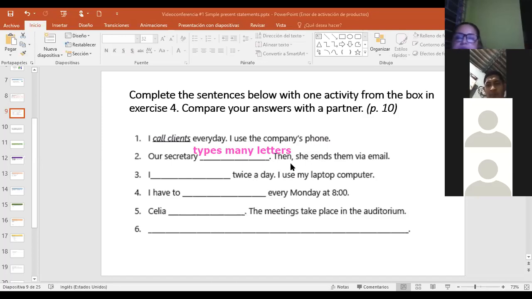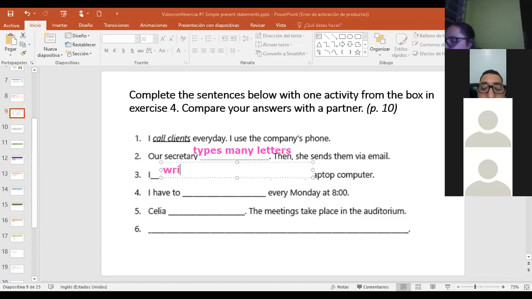Very good. What about number three? Who has number three? Gabriel, do you have number three? I write a report twice a day. I use my laptop computer. Yes, it makes sense. Very good.